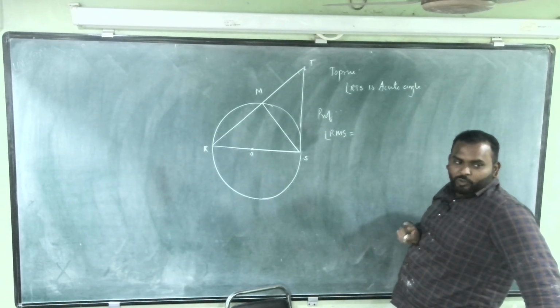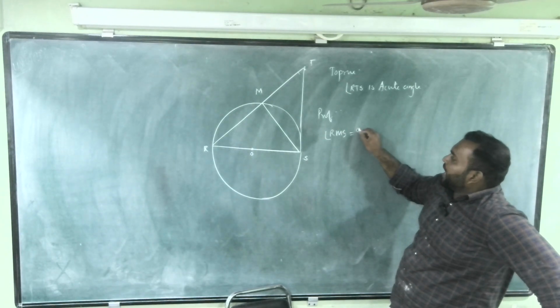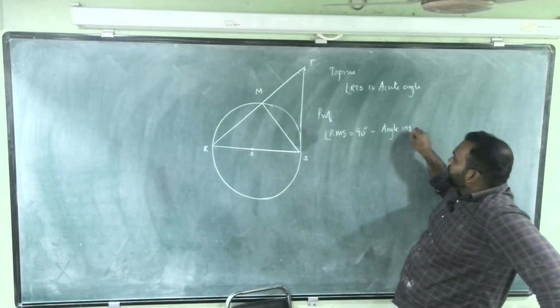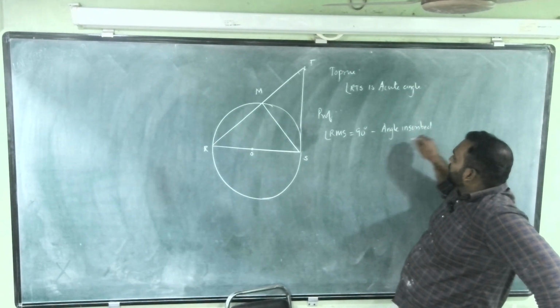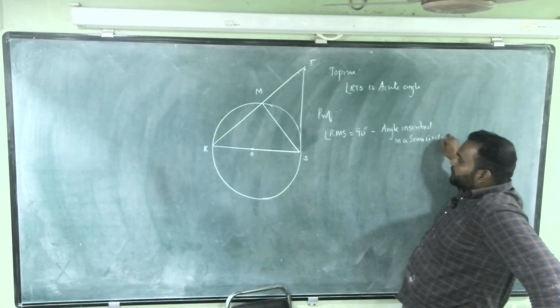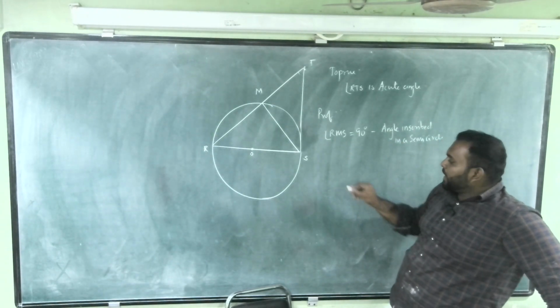RMS will be 90 degree. Angle inscribed in a semicircle. Angle in what? Angle inscribed in a semicircle. So angle RMS क्या है? 90 degree. समझा?